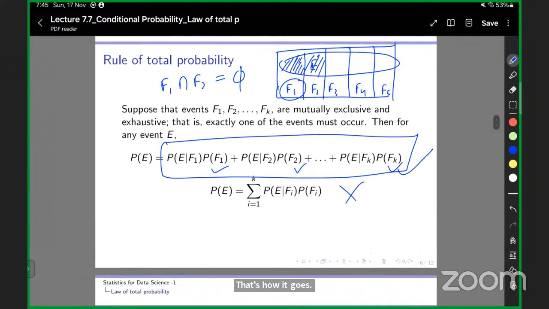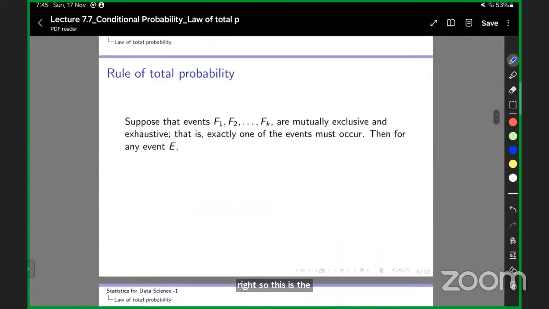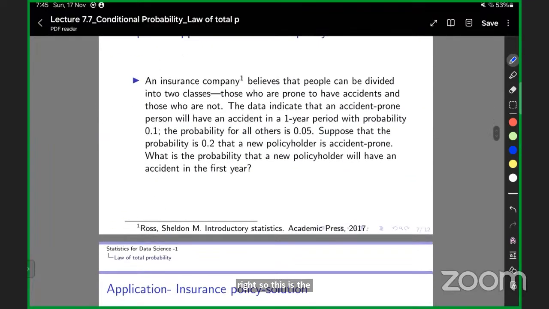Fine. So let's explain it by using a question. Yeah, let's do that.